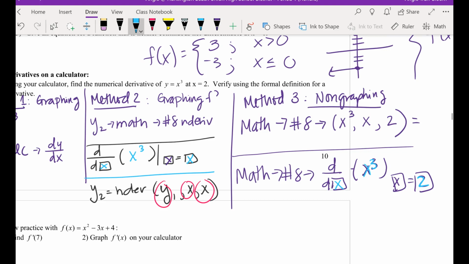Do we get the same answer? Yes. So we did multiple ways, graphing and non-graphing. We did a way of just graphing the original. We did a way of graphing the derivative and the original, and then we did this without graphing. Sometimes one will be easier than others. Okay. New calculator, old calculator students, are we okay? Write down the steps. Okay. So this is your notes.